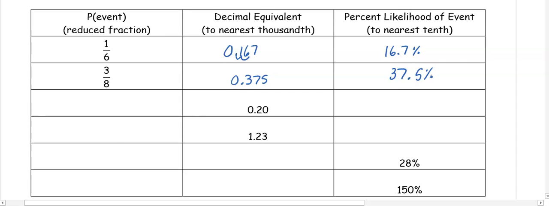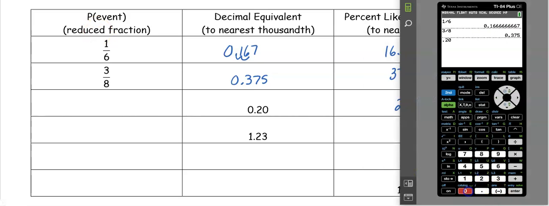Next, we have a decimal. So with the decimal, we can move 2 places to the right to get our percent, which is 20%. To get our fraction, we can put 0.20 into the calculator and then hit math, enter, enter, and it'll give us our fraction of 1/5.